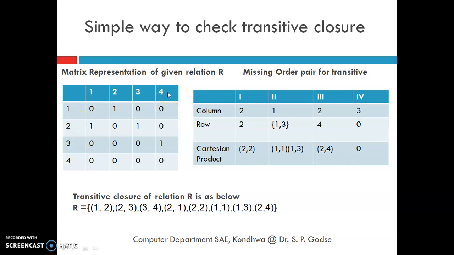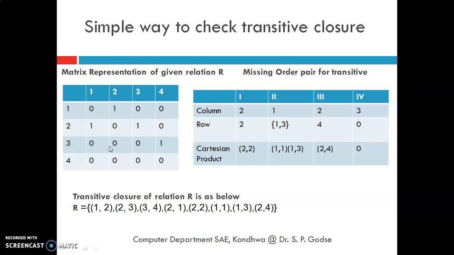If a particular ordered pair is present in the relation, then its entry will be marked as a 1 in the matrix. If that ordered pair is not present, then its entry will be marked as a 0. Using this, you can see that the ordered pairs present in the given relation are 1, 2, so mark it as 1. 2, 3 is present, so mark it as 1 too. 2, 1 is present. 3, 4 is also present. So all these entries will appear as 1 and the other entries are marked as zeros.